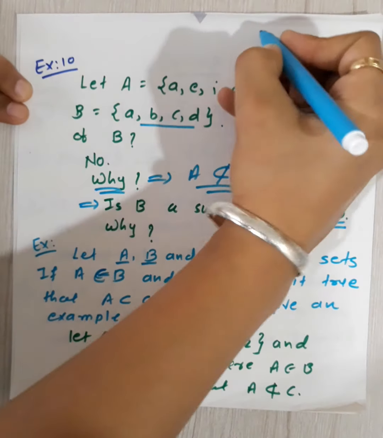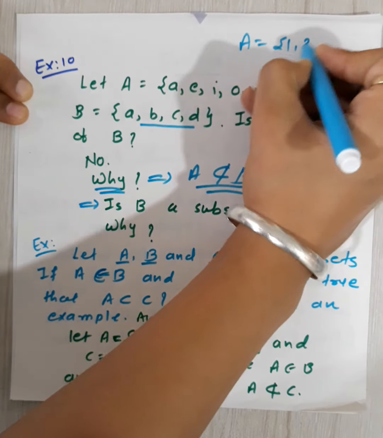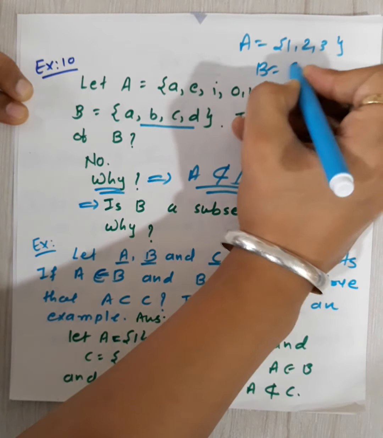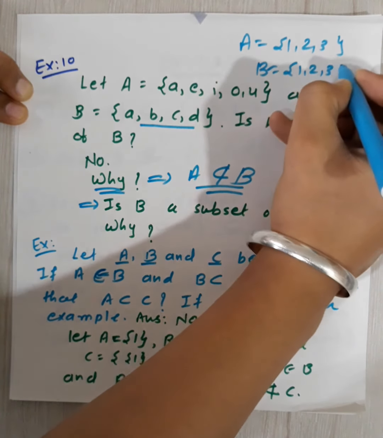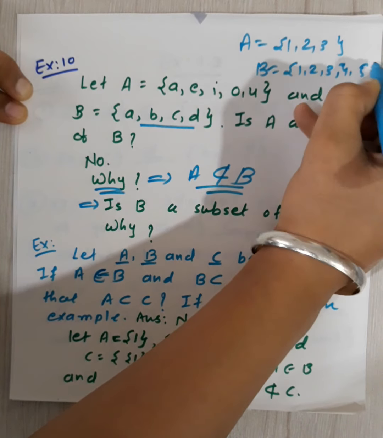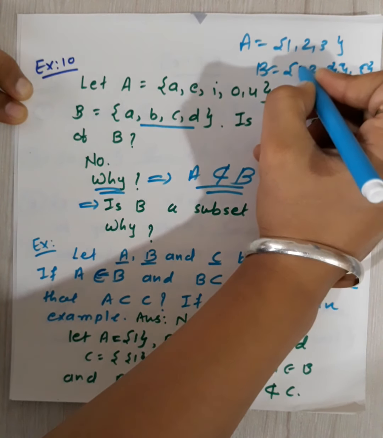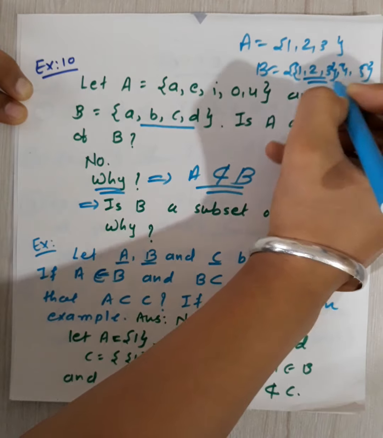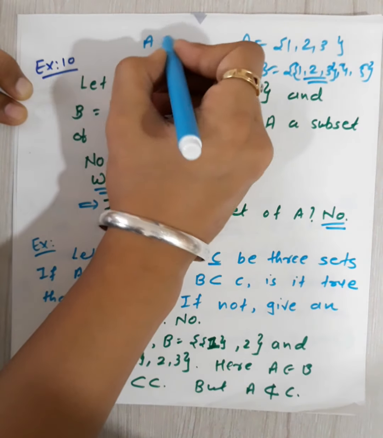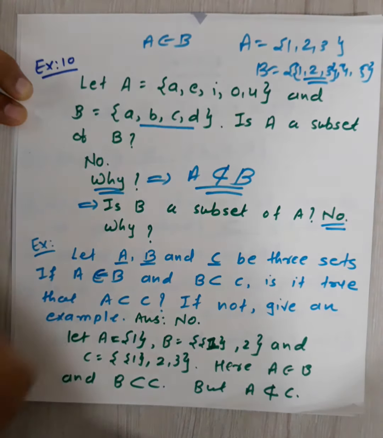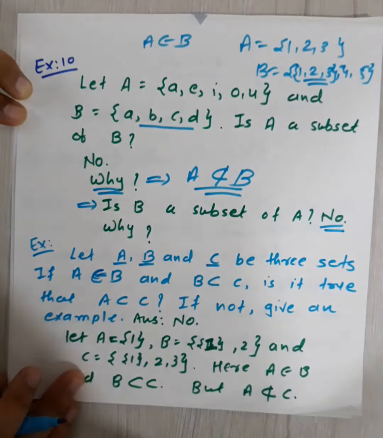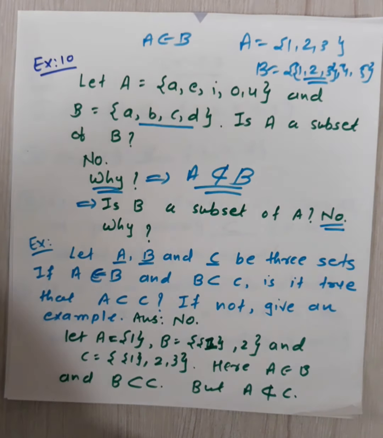So belongs to means, if A is equal to {1, 2, 3} and B is equal to {1, 2, 3, 4, 5}, then we cannot say A belongs to B. If here we also have curly braces, then we can say that A belongs to B. Now let A belong to B. So now from the example we have to see this.